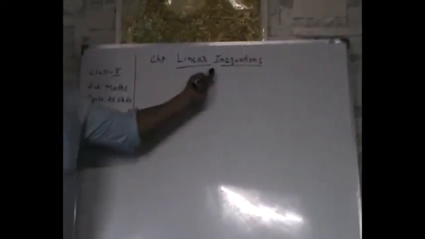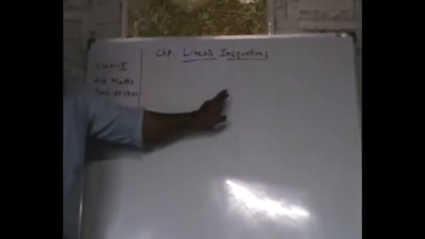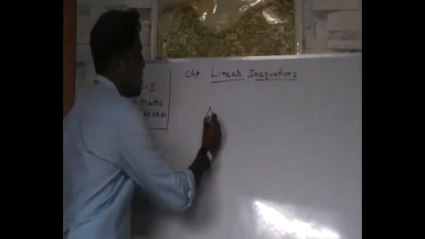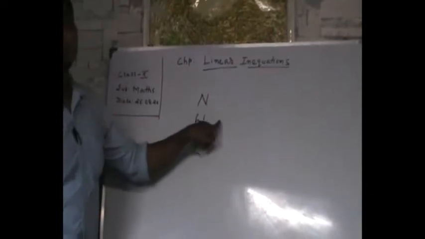Today once again we start class 10 chapter linear inequation. In my previous class I did the introduction of linear inequation. What is the meaning of natural number, that is N? What is the meaning of whole number, that is W? What is the meaning of integer, that is mentioned by I? Okay, so now we start from example number 3.